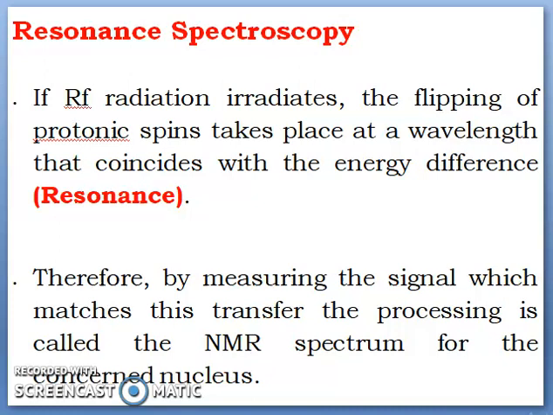That energy difference is due to the magnetic field, and the flipping of protonic spin between the energy levels is due to the interaction of radio frequency radiation. When these two have the same energy, it is called resonance. Therefore, the process of measuring the signal which matches this transition is called the NMR spectrum for the concerned nucleus.